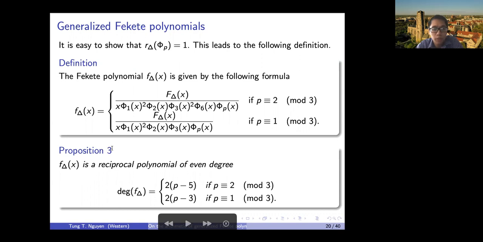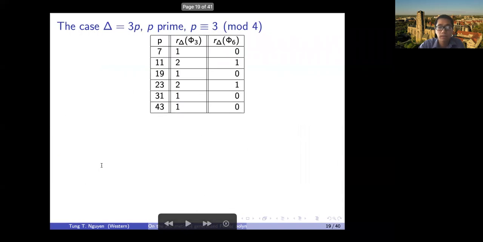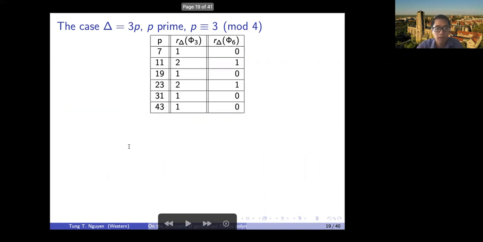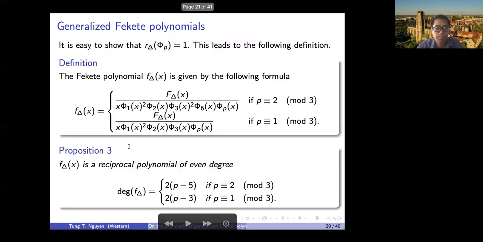And the second observation that we made is the following. f delta turned out to be a reciprocal polynomial of even degree. So let me go back to here. Take a look at this, for example. The coefficient of x to the power 8 is the same as the coefficient of x to the power 0. The coefficient of x to the power 7 is the same as the coefficient of x. The coefficient of x to the power 6 is the same as the coefficient of x squared. And the same thing happens with other cases. In other words, the coefficients are symmetric with respect to the middle term. It will have some consequences, and we'll see later.